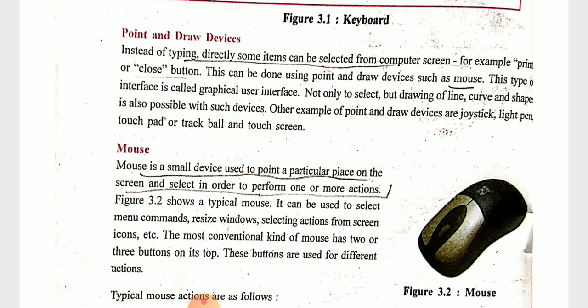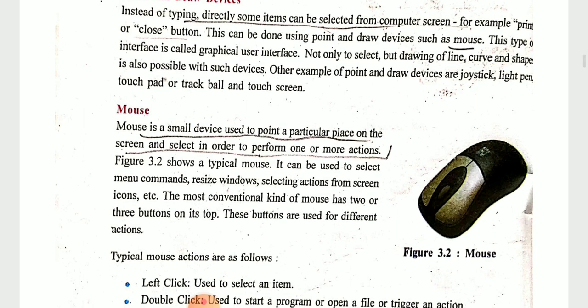If you want to draw a line, curve and different shapes, you can draw with the use of a mouse. Other examples of point and draw devices are joystick, light pen, touchpad, trackball and touch screen. They all are examples of point and draw devices.